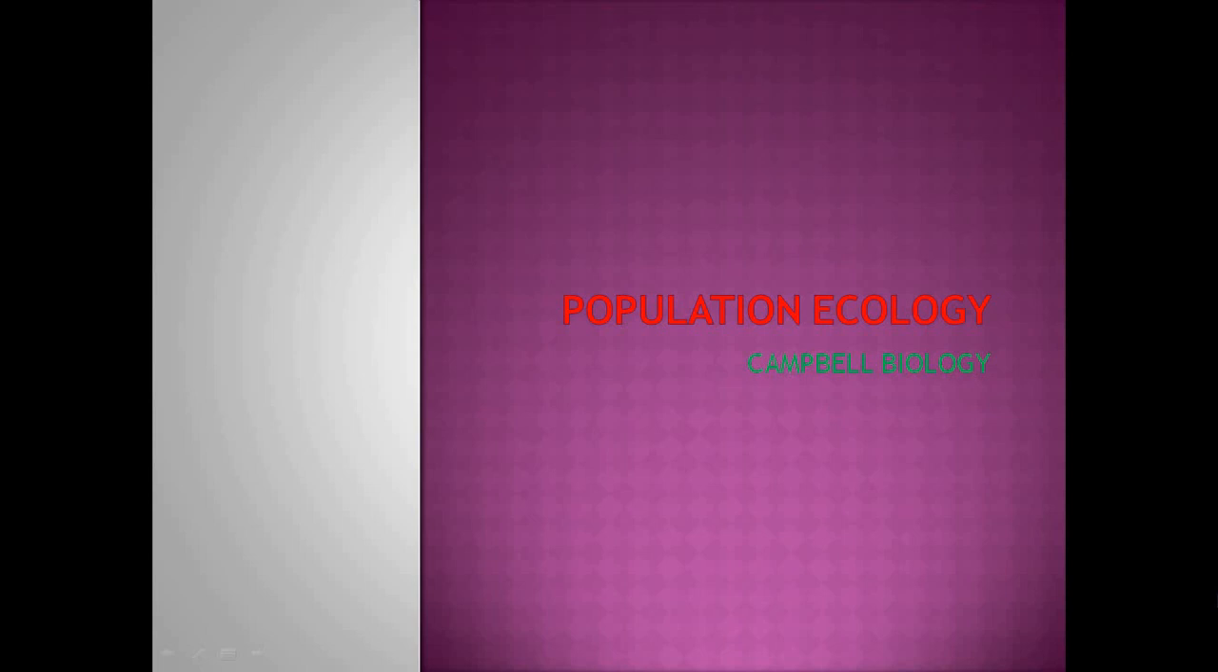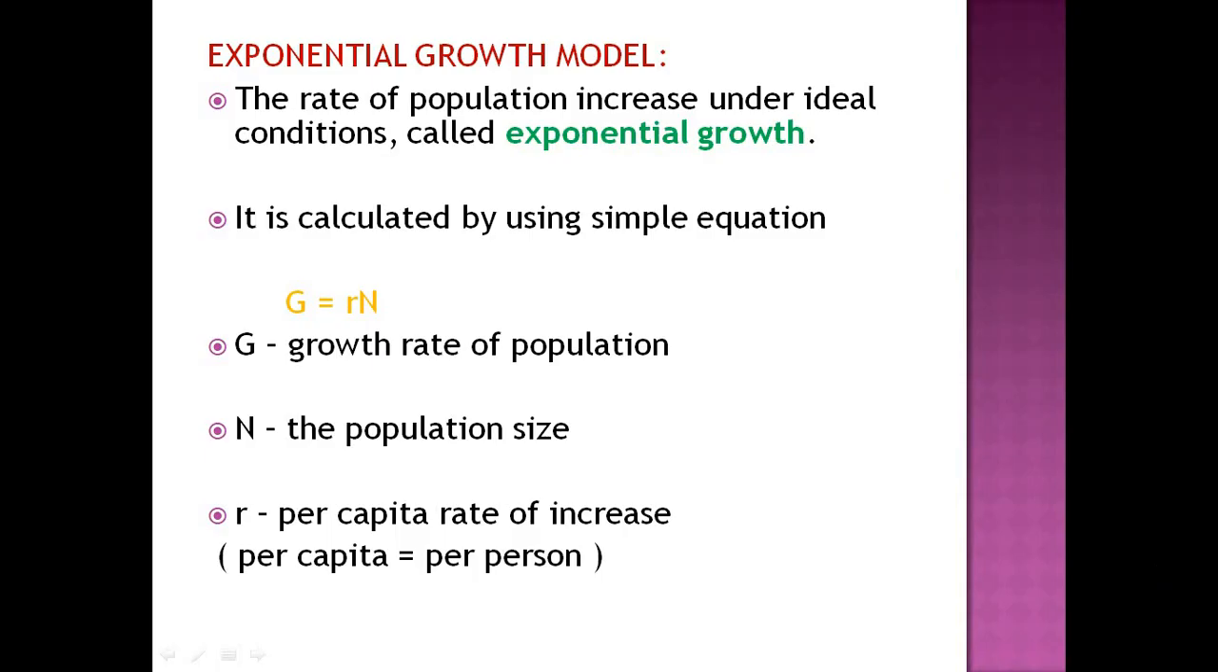In this slide, I shall tell about the exponential growth model. The rate of population increase under ideal condition is called exponential growth. If the population is getting ideal conditions, that is, an optimum amount of resources and food are available, then growth of the population is unlimited, and that growth is called exponential growth.